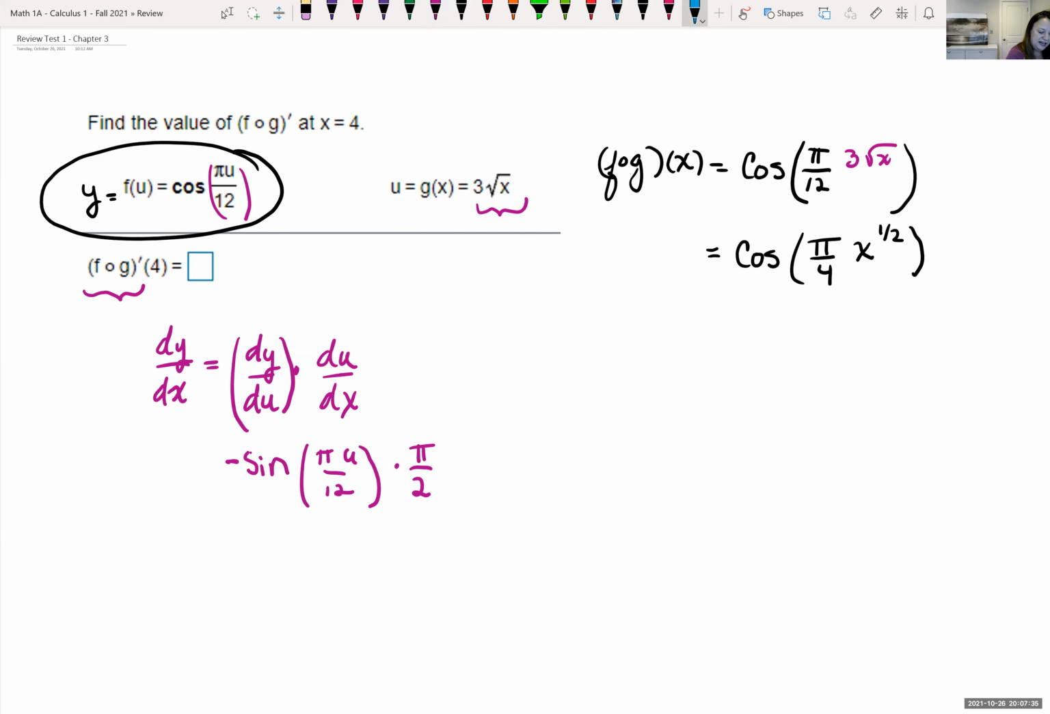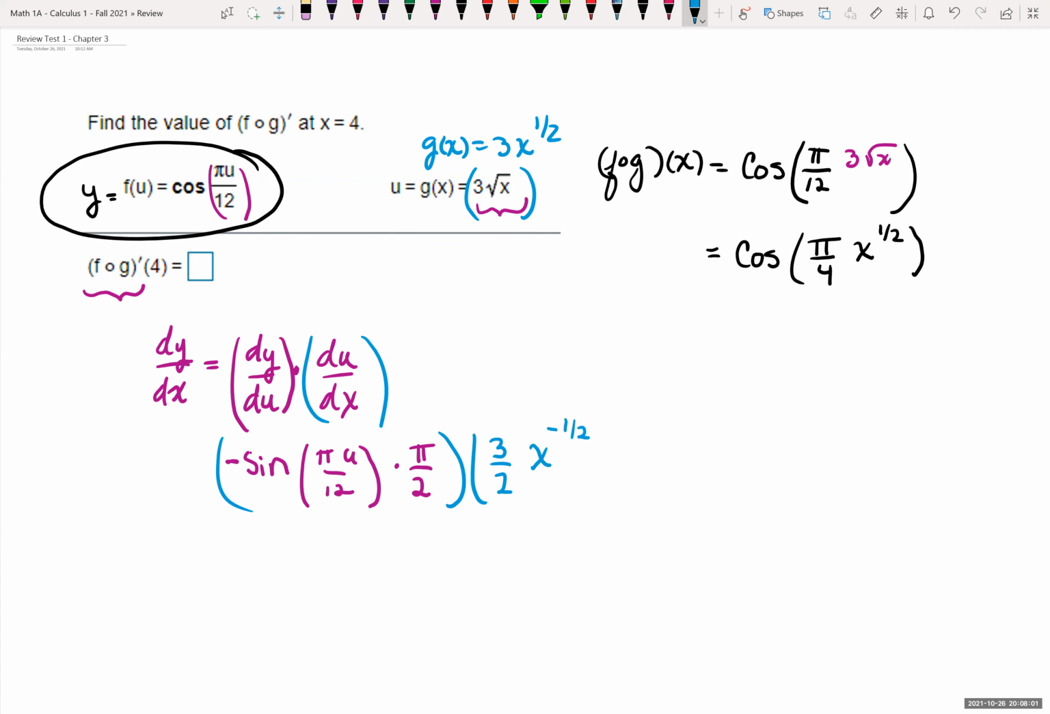Now, if we wanted to look at du/dx, let's rewrite this as 3x to the 1/2. So times the derivative of this. So doing the general power rule, bring down our 1/2 and we get 3/2 x, subtract 1 from our 1/2, we get negative 1/2. Times the derivative of the inside, so it's pi over 12.